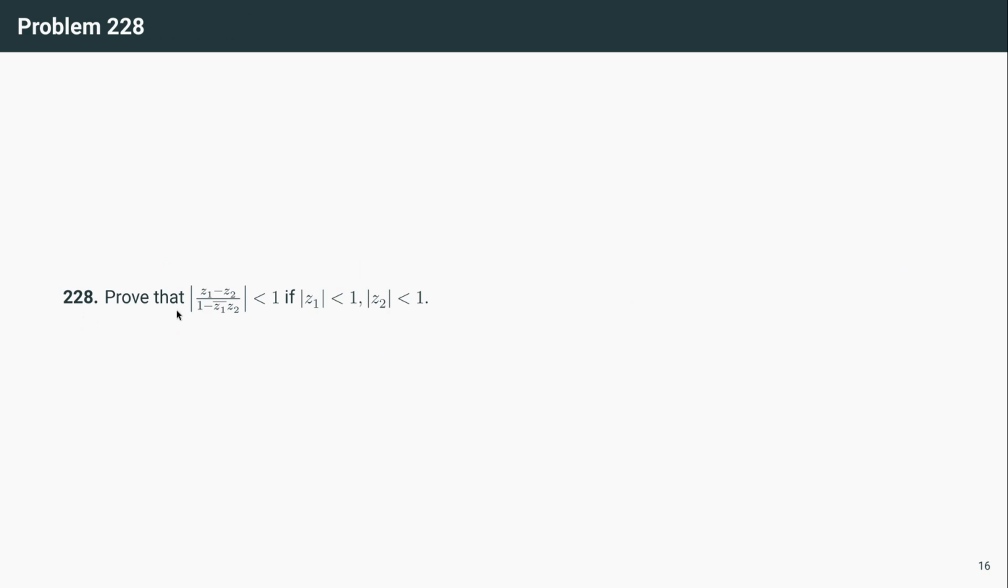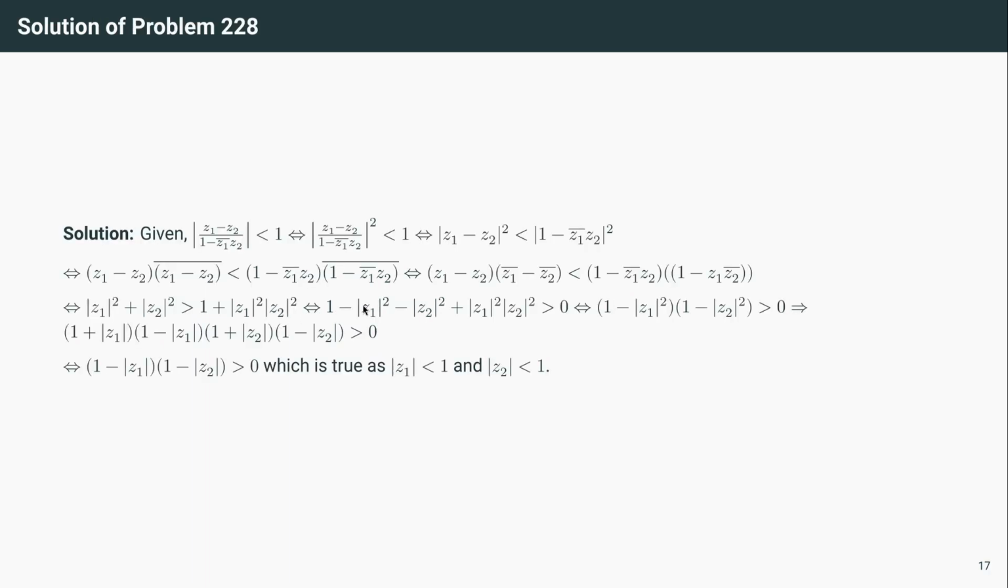Problem 228 says that prove that mod of z1 minus z2 by 1 minus z1 bar z2 is less than 1 if mod of z1 is less than 1 and mod z2 is less than 1. So what we do is we square this first, and then we take this denominator and bring it on the right side. We have mod of z1 minus z2 square is less than mod of 1 minus z1 bar z2 square.